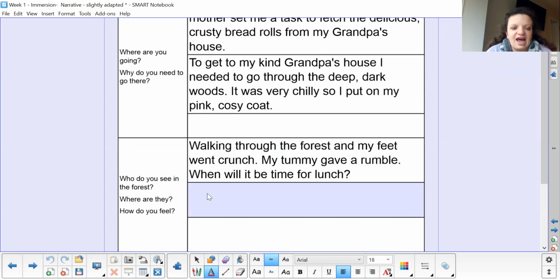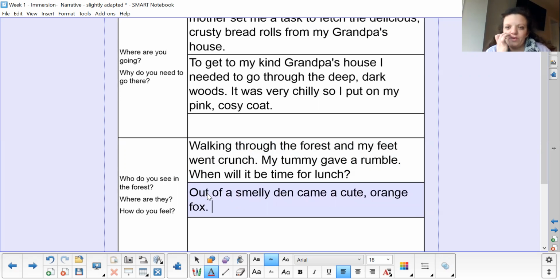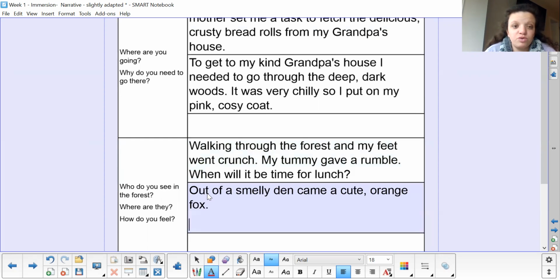Okay, so out of a smelly den came a cute orange fox. So I've used 2 adjectives in there. Now I go on to a new line because I'm using speech and I open my speech marks. Why are you here? Those speech marks and a question mark because he's asking a question. Shouted the fox.